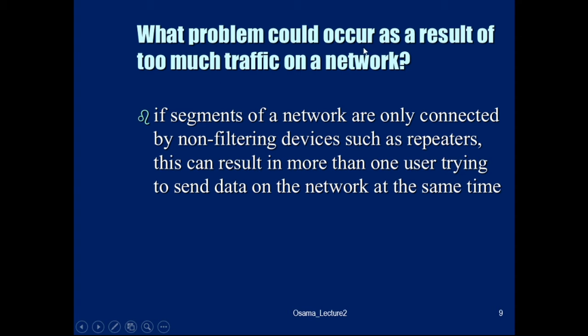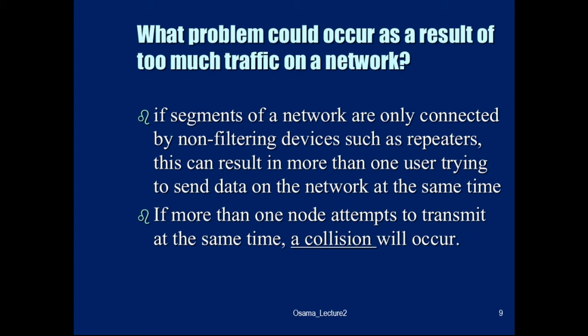طيب, what problem could occur if we have too much traffic, no filtering, or only a connected filtering device such as a repeater? This can result in more than one user trying to send data on the network at the same time. What problem could occur as a result of too much traffic? Without filtering, when I send the data or the bits to all the ports, to all the nodes, this will lead to traffic. We have too much traffic. This is the disadvantage of the repeater. It cannot filter the network.